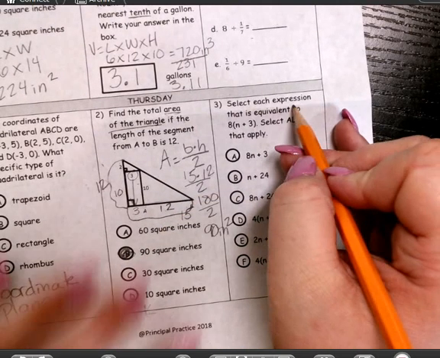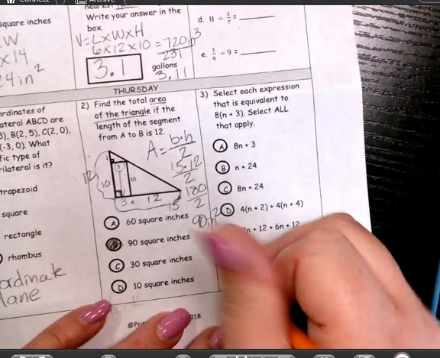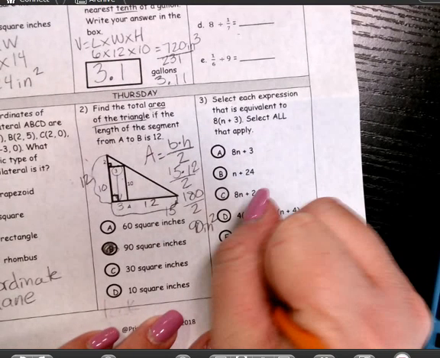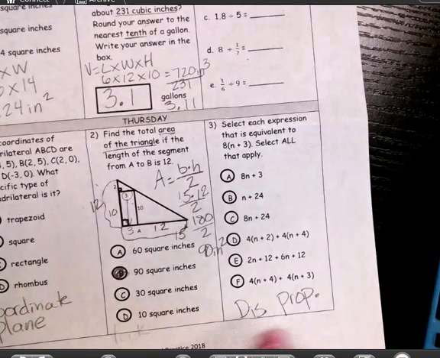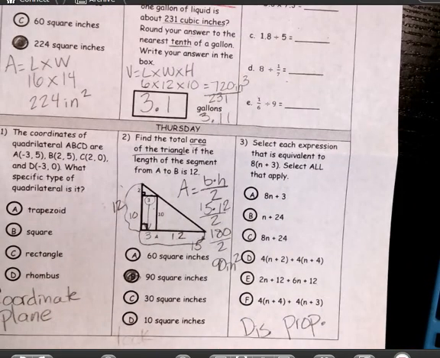Okay, so this one is about expressions, you're going to go back and you're going to look for distributive property. Okay? Got it? Superb.